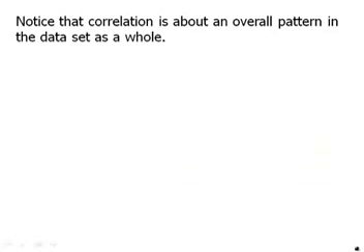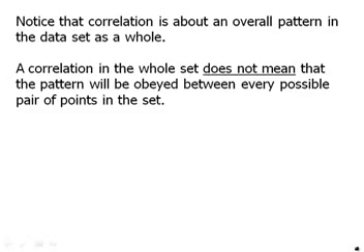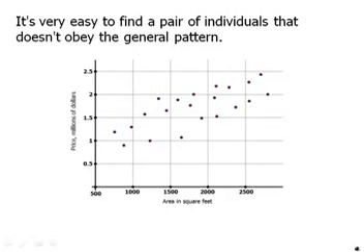It's very important to notice a correlation is about an overall pattern in the data set as a whole. Correlation in the whole data set does not mean that the pattern will be obeyed between every possible pair of points in the set. In fact, it's very easy to find pairs of individuals that don't obey the general pattern. So the general pattern is area increases, so price increases. But suppose I look at that house and that house. Well, as area increases, the price decreases. Or if I look at that house and that house. Or if I look at this house and this house. So it's very easy to find individual pairs that don't obey the pattern.